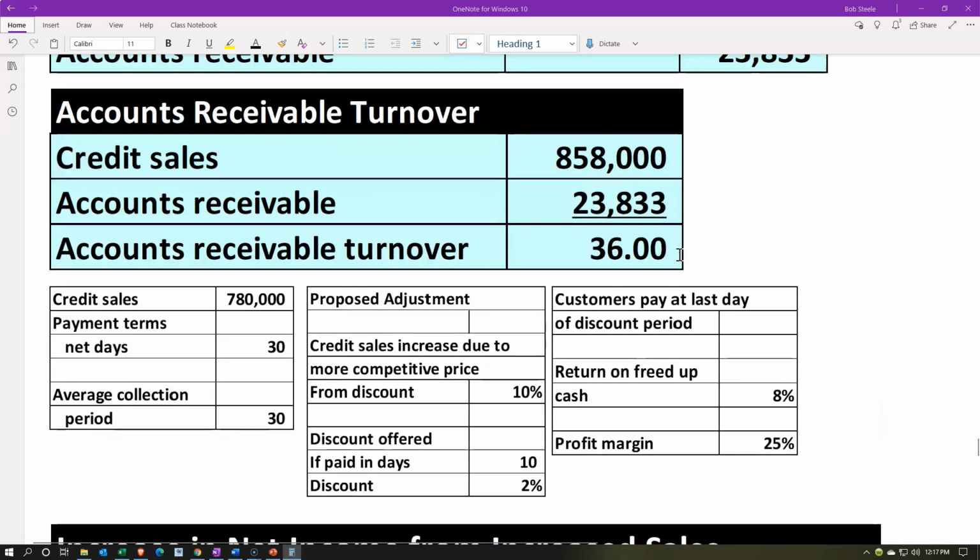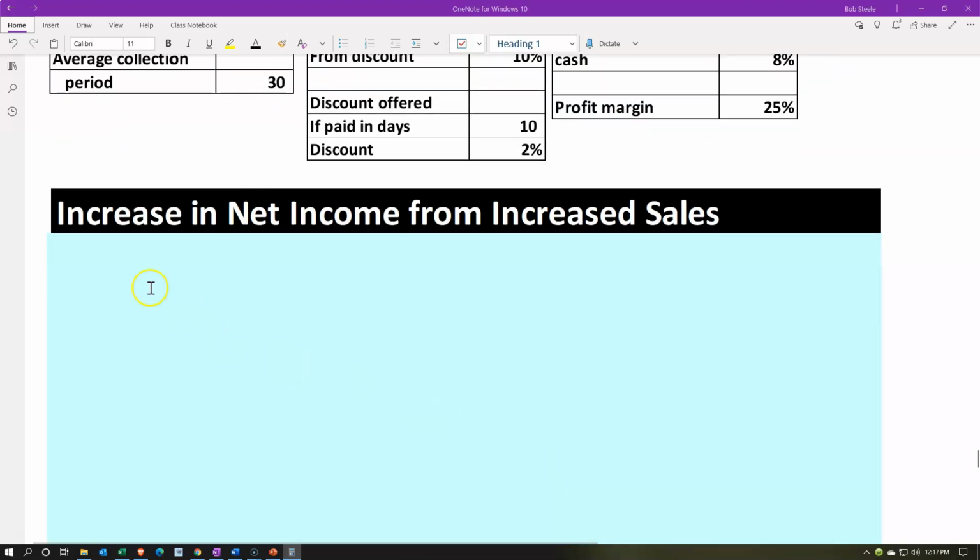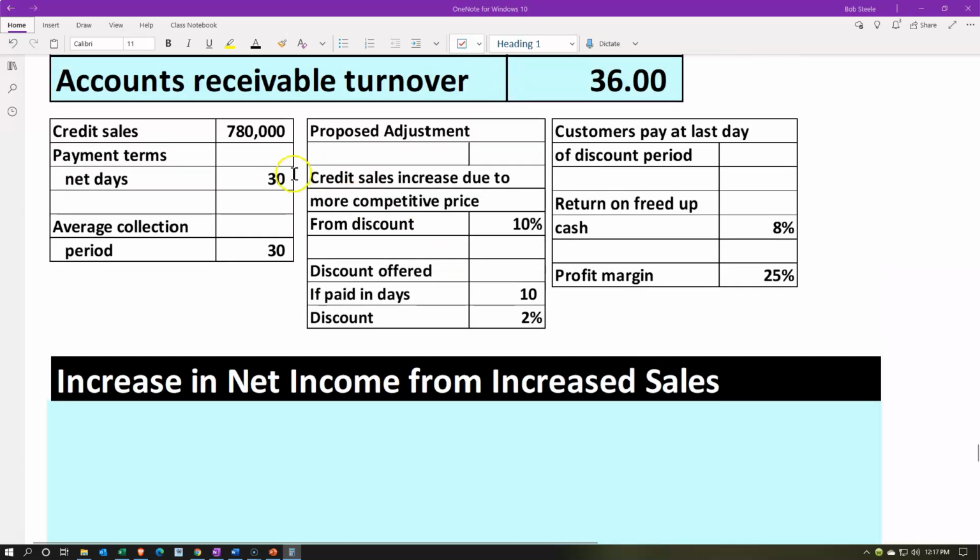That's really good. But now we have to determine whether or not that increase is worth the fact that we have to provide now a 2% discount. So let's see if we can think about that. Now to do that, we need to look at the increase in net income from the increase in sales. We have this new factor because we had an increase in the sales now. Now, if there's an increase in the sales, that's the top line item.